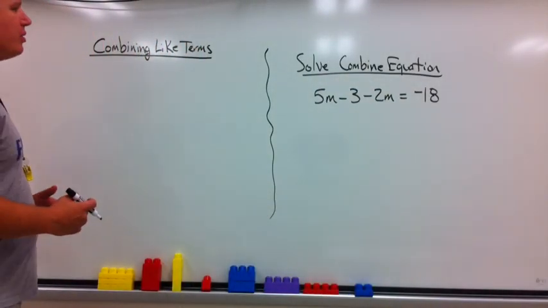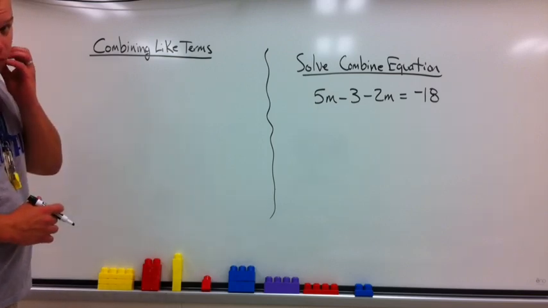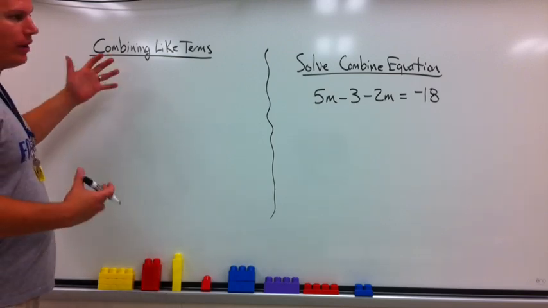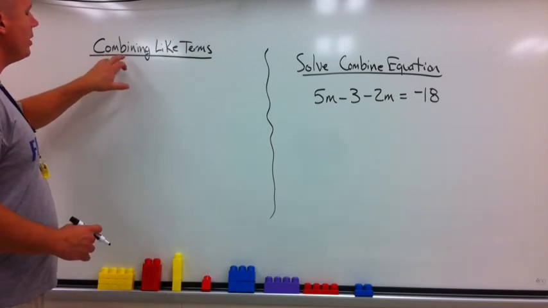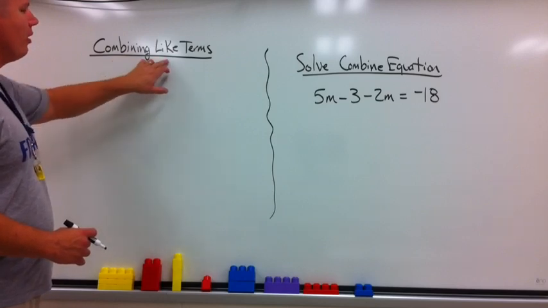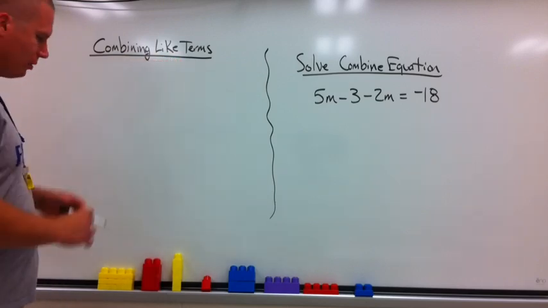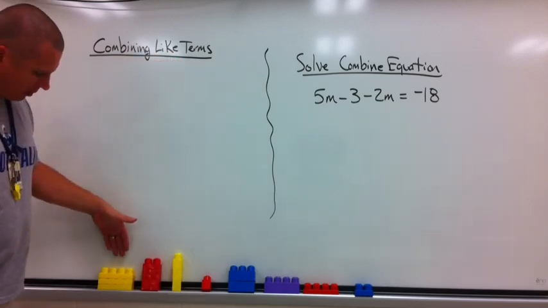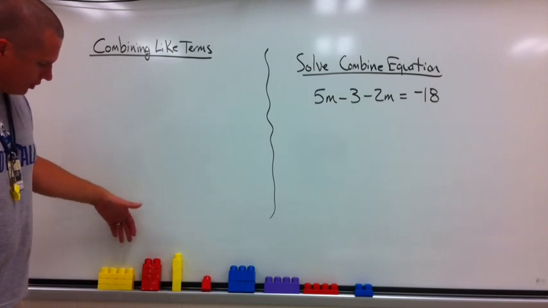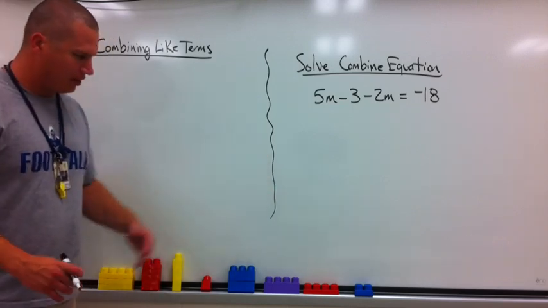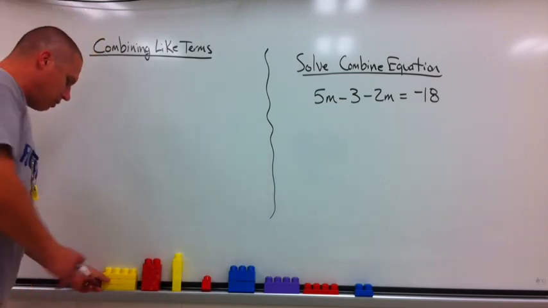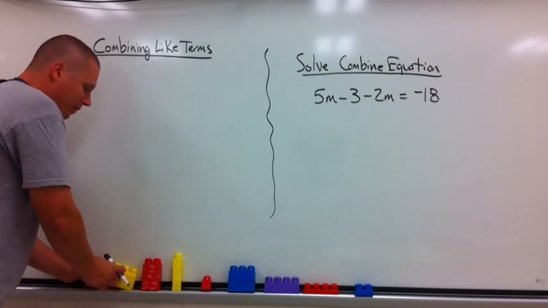Okay, our next lesson is going to be about combining like terms. It simply is what it says we're going to do. I'm going to take and combine things that are similar and join them together. If you can see across the bottom of the chalkboard, I have several different sets of big size Lego. What we're going to do is name each one of these.